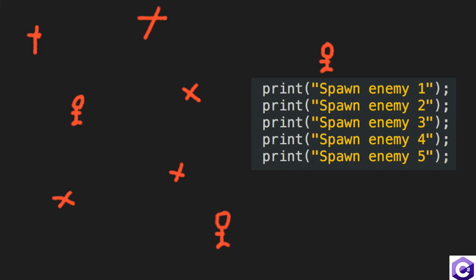There are several types of loops in C#, but in this course we're going to cover only 2 of them, but these are the ones that we use 95% of the time when making games. The first one is the while loop.